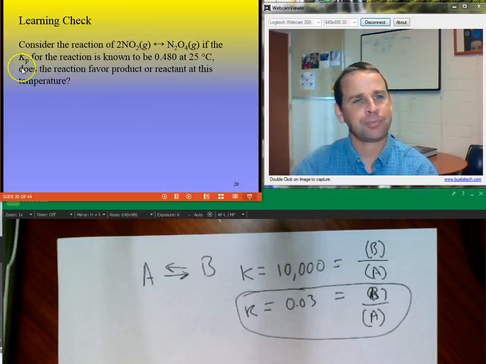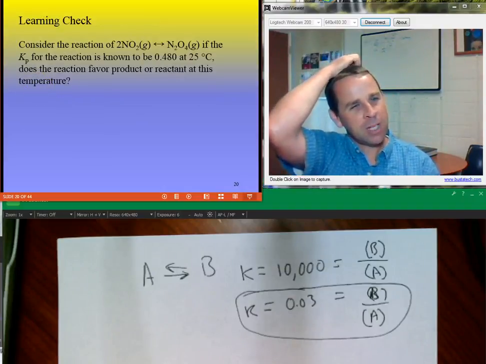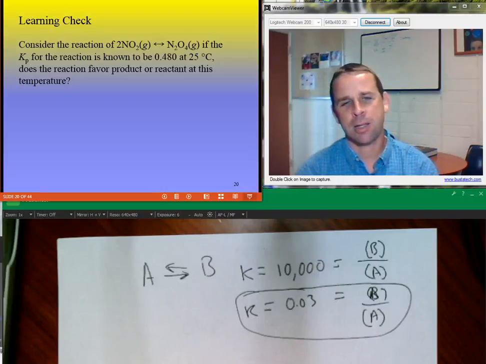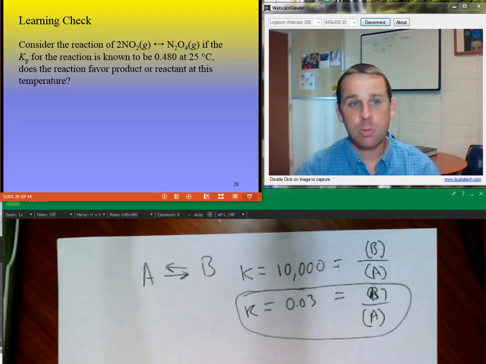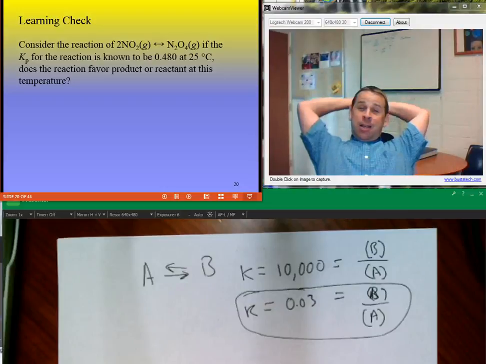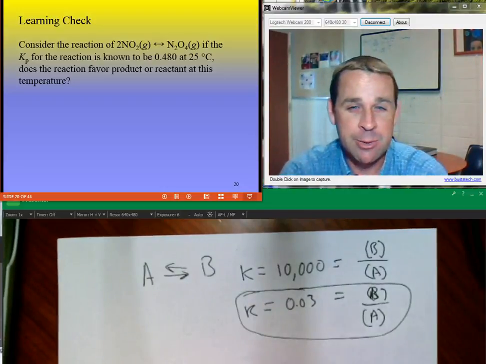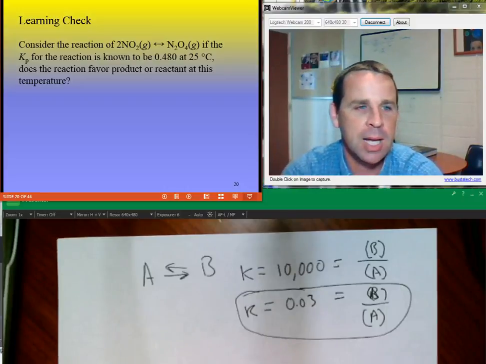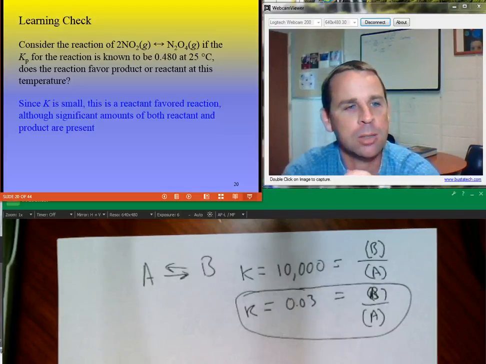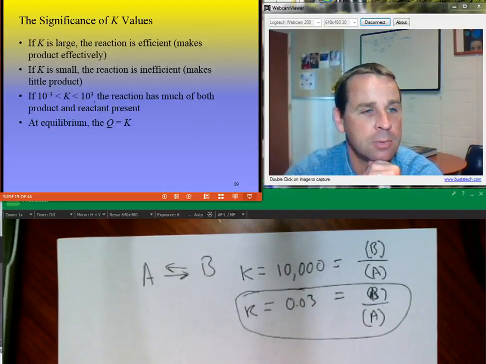Okay, so here's a chemical reaction. If we have the Kp for the reaction and we know it's 0.48 at 25 degrees Celsius, does the reaction favor products or reactants at this temperature? Well, if K equals 0.48, what does that tell you? That means the relative amount of products is small compared to the relative amount of reactants, right? So this would mean that the reaction favors the reactants and not the products.